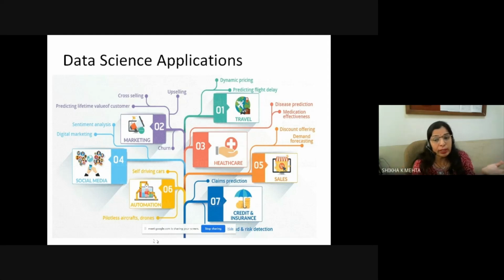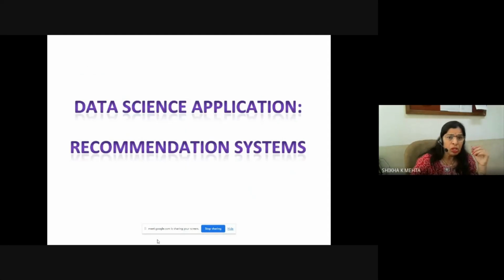Then we have credit and insurance for claims prediction, then risk detection. So these are a few common applications that we are discussing, where we are using data science. Because for every domain you talk about, in every business, data is available, and that is available in large amounts. So now let us discuss one application of data science in detail, that is recommendation systems.